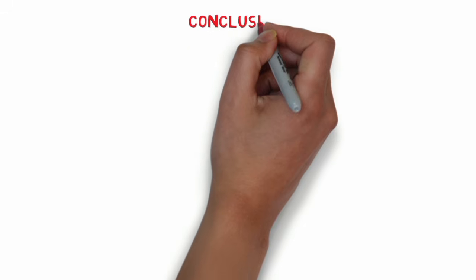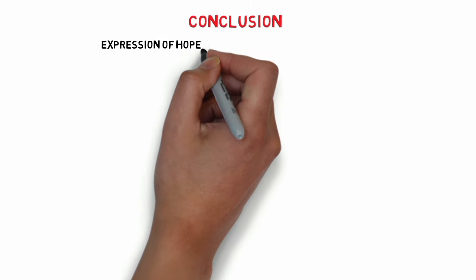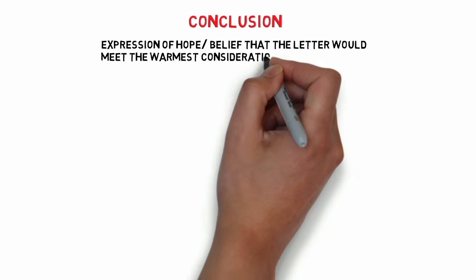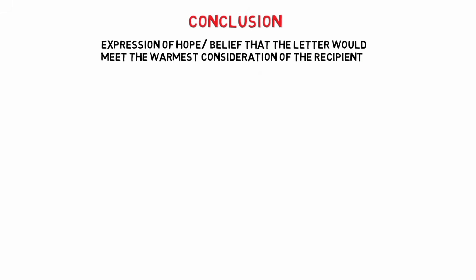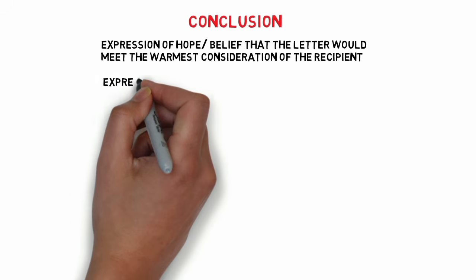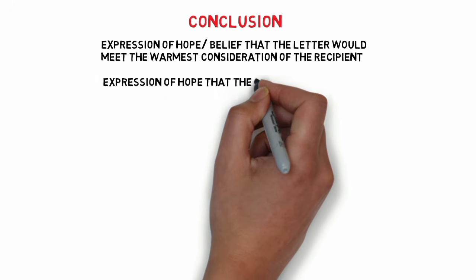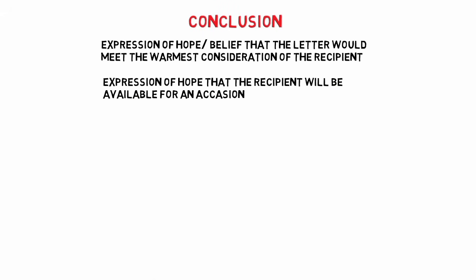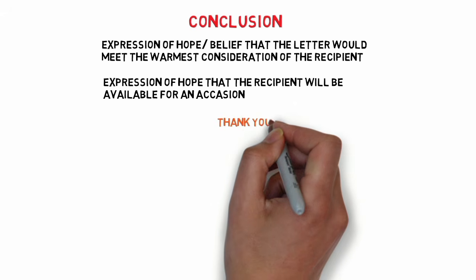Now into the conclusion. In the conclusion, what do you write? What do we expect to see in the concluding lines of your letter? You express your hope or belief that the letter you have written will meet the warmest consideration of the recipient, that is, if it is a letter for employment. You can express your hope that the recipient of the letter will avail himself to an occasion he has been invited to, that is, if you are writing a letter of invitation. You can decide to end the letter with thank you.